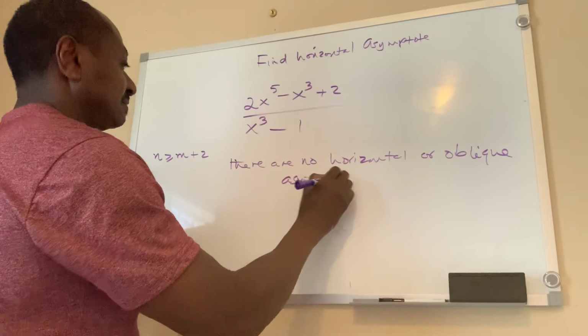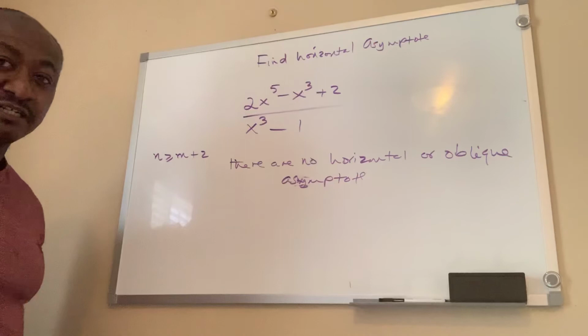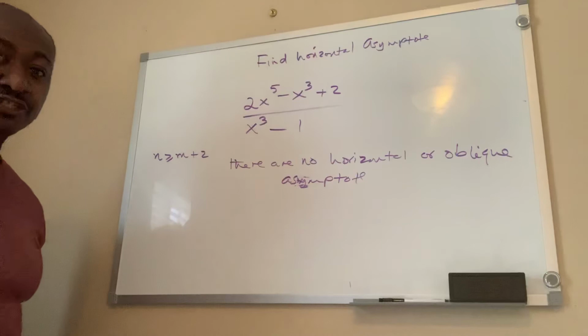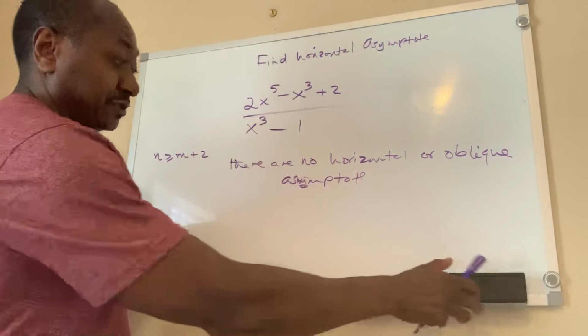Okay, you looked at it, you have 2x to the fifth power minus 3x cubed plus 2 over x cubed minus 1. The degree of the numerator is 5 and the degree of the denominator is 3. So the condition that we have is where the degree of the numerator is greater than or equal to m plus 2, meaning the degree of the numerator is 2 or more than the degree of the denominator. So obviously you just say there are no horizontal or oblique asymptotes.